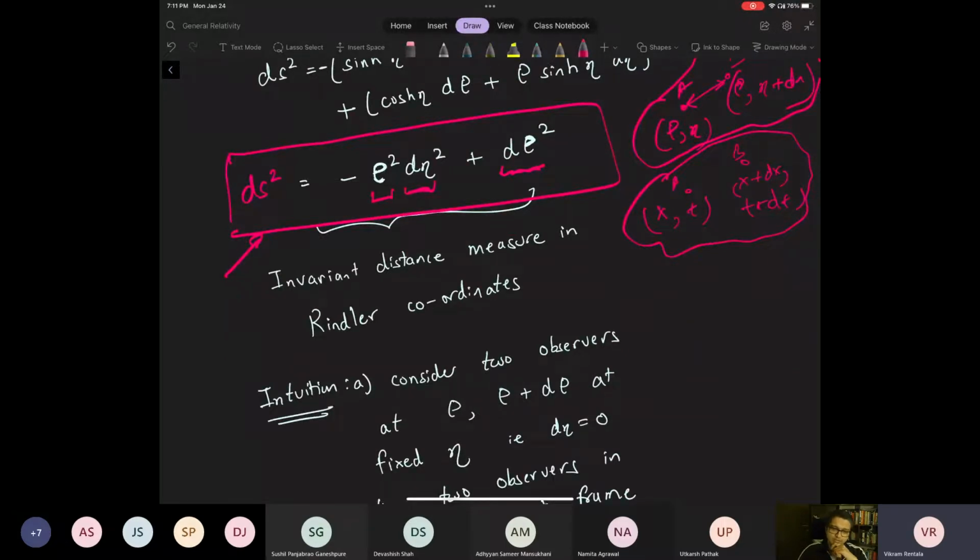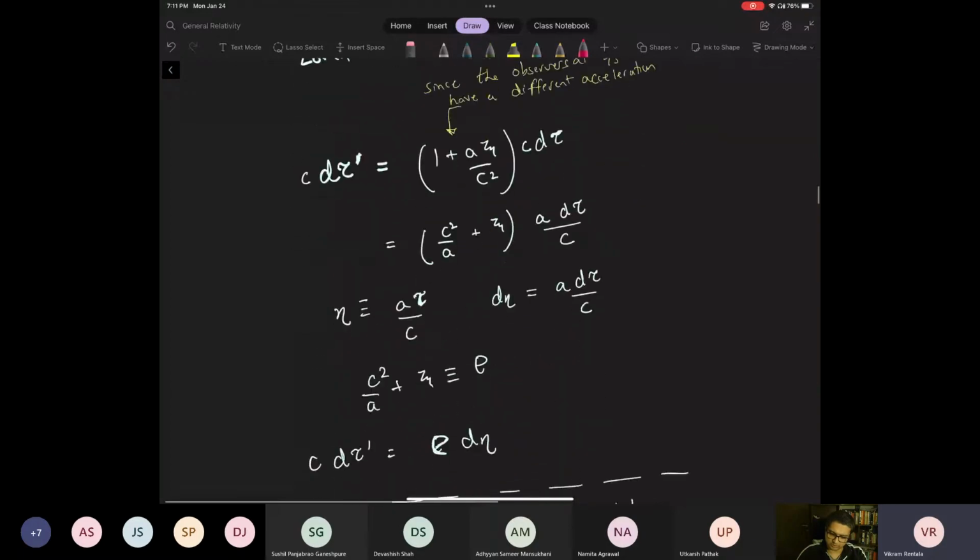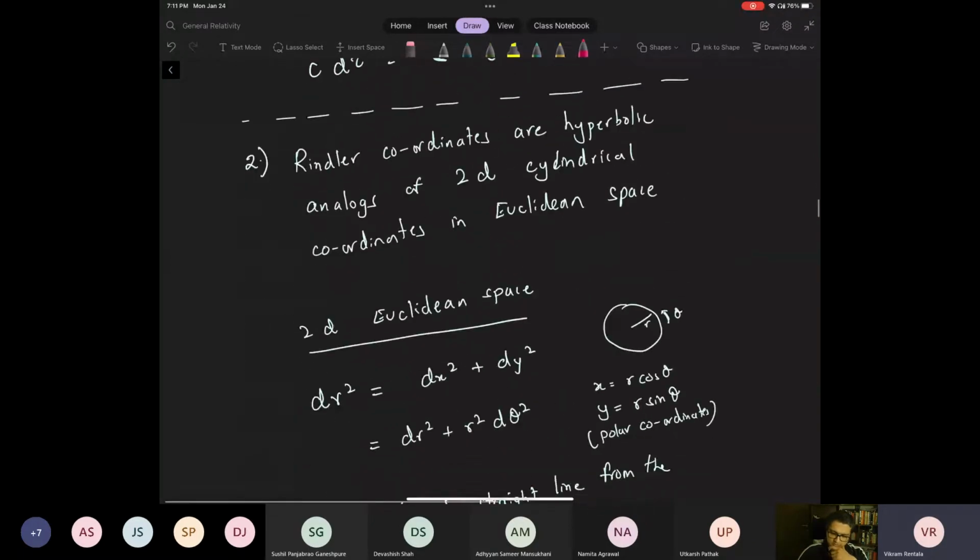Okay, and therefore that is the correct invariant quantity. It's rho times d eta, not just d eta. So different Rindler observers, d eta is not their proper time, as we discussed earlier. Each one has a different acceleration and therefore a different proper time. So this is something that we had discussed earlier. I won't go over it again.